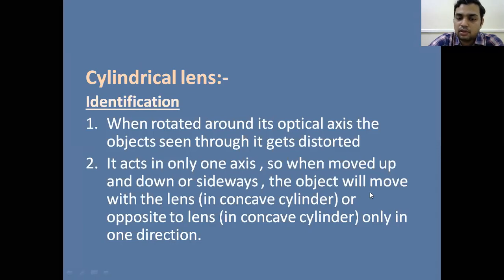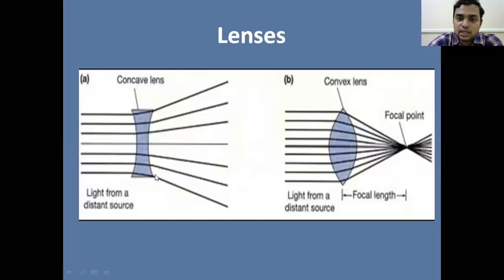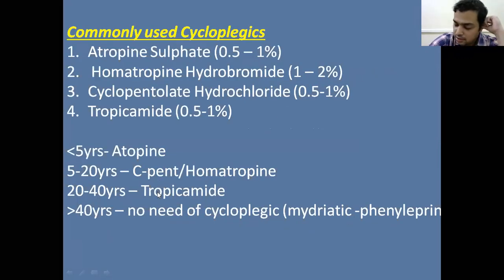Sorry, if it is a convex cylinder, it moves opposite to the lens, only in one direction, because in the cylindrical lens the power is present at one axis, that is perpendicular to the axis of the cylinder. So this is how you identify the cylindrical lens. So this is about retinoscopy and the various types of lens we use while prescribing glasses, that is convex, concave and cylindrical lenses.